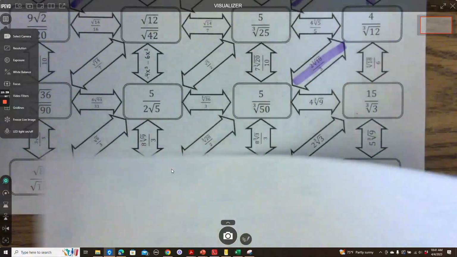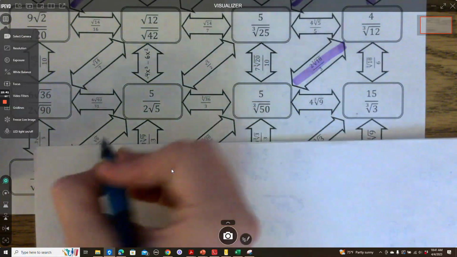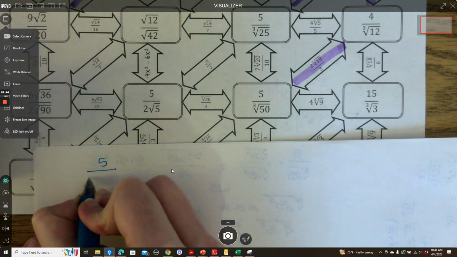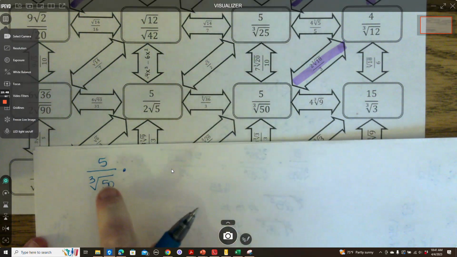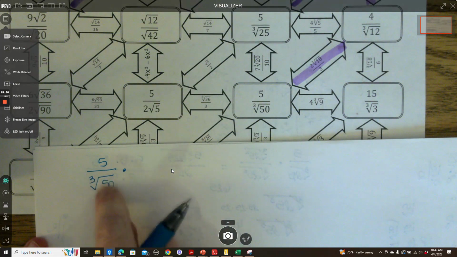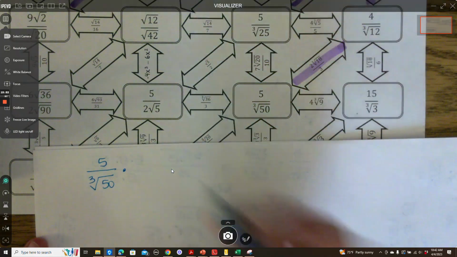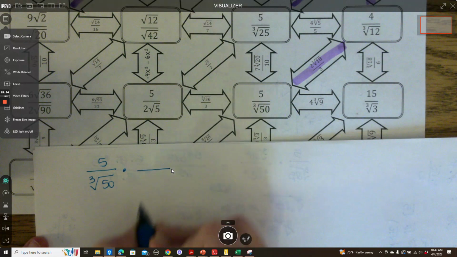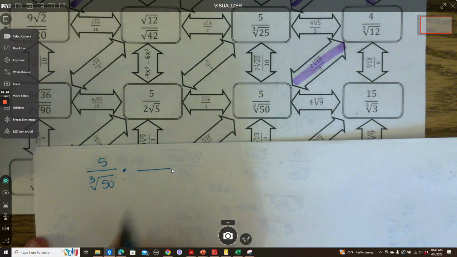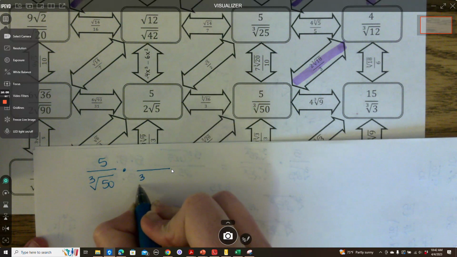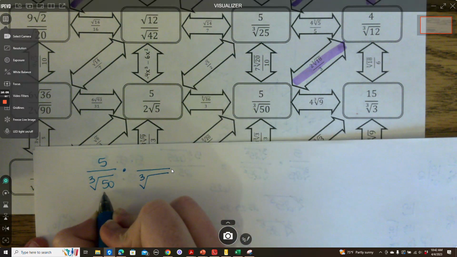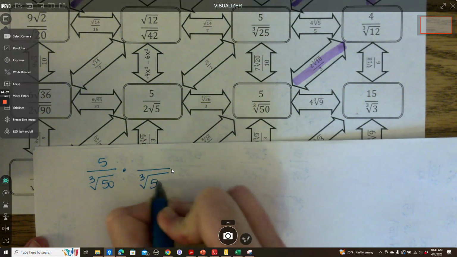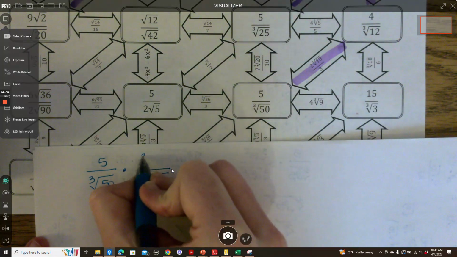All right. 5 over the cube root of 50. All right, so what do I have to multiply by to get rid of this? Not the same thing. You need the cube root of 50 squared. The cube root of 50 squared. All right, and then we're going to do a 50 squared at the top.